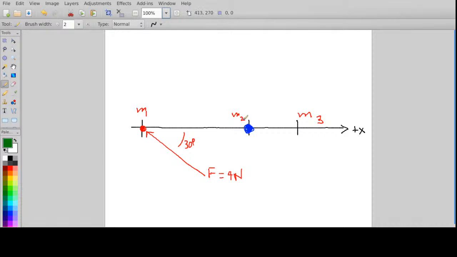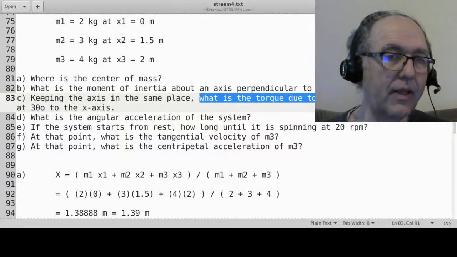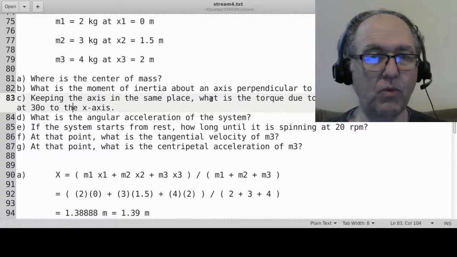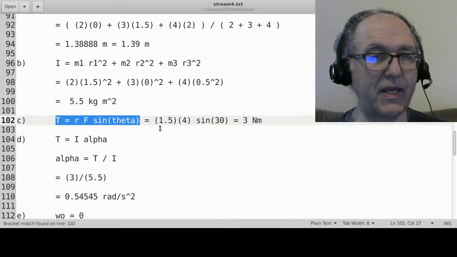We had it, I rubbed it off, but let me just put that distance there like that. That distance R, we called it R1, is 1.5 meters. Okay, all right, so now what? Well, let's calculate the torque. Because I said, what is the torque? That's what we're asking. So the torque is given by this formula here.